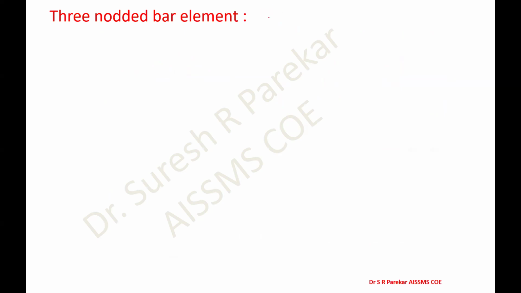element with two nodes. If you remember, our equation is x minus xm upon xk minus xm. And in this, we have two nodes, so we have only one term. And therefore, our variation of shape function is linear.